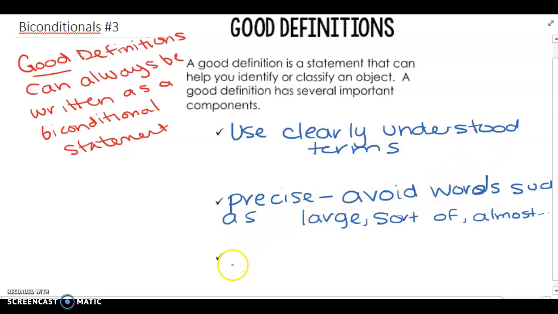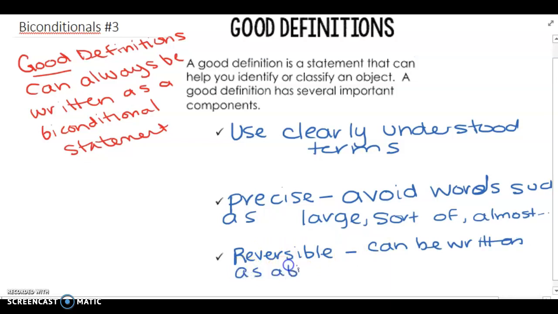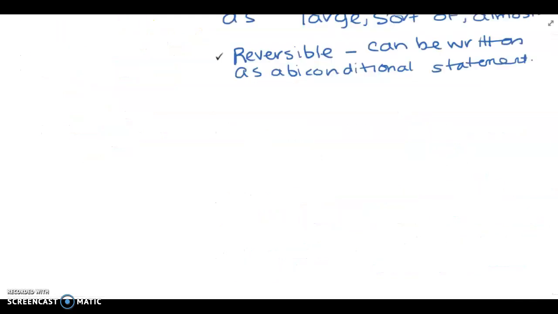Okay, last but not least, good definitions are reversible. It can be written as a biconditional. All right, below that you should have some room. So what I'd like to do is write an example in this. So we're going to write the example or the definition of perpendicular. Okay, so perpendicular, this is the symbol for perpendicular.